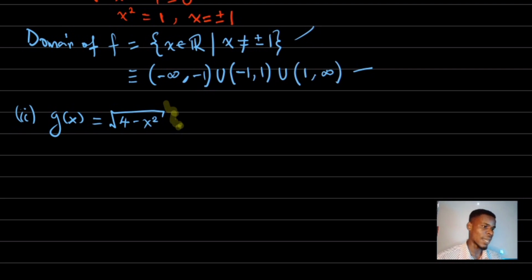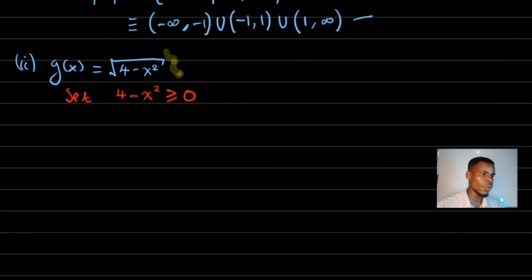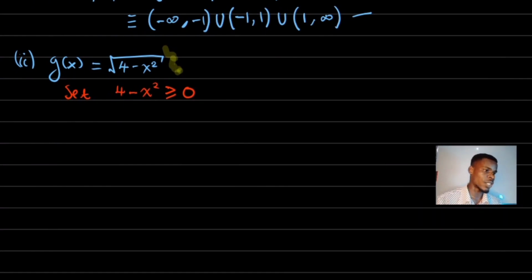We're going to start off by setting the radicand, which is 4 minus x squared, as non-negative. That is, 4 minus x squared should be greater than or equal to 0. So here we're going to find the value or values of x that will make this inequality true. Very, very important. So what can we do? Well, it's a strategy, which is the right thing to do. We'll start off by factorizing the left-hand side. So let me just do the factorization.